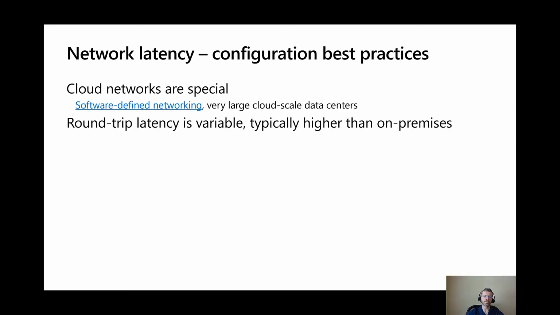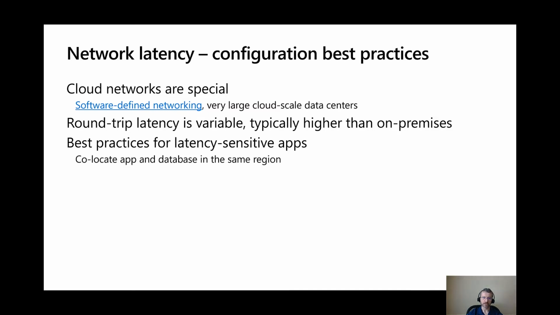So talking about network latency first, cloud networks are special, and because of that, you will see very often round-trip network latency that is variable and typically higher than on premises. So what can we do to address this in our configuration of your Azure SQL Database? There are some best practices for latency sensitive applications. One is very simple, and that is to collocate the application and the database in the same region. That usually is the case for most applications.